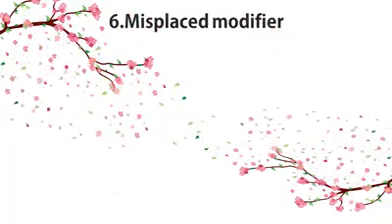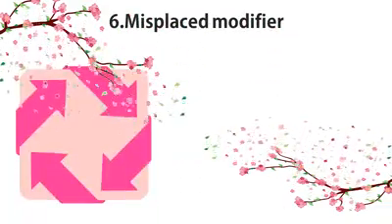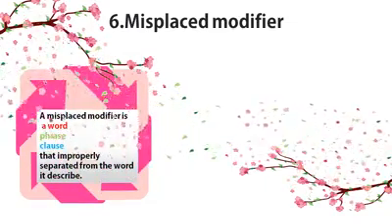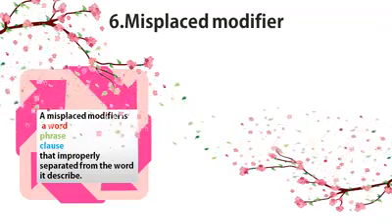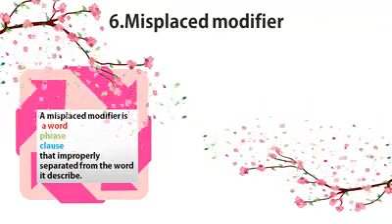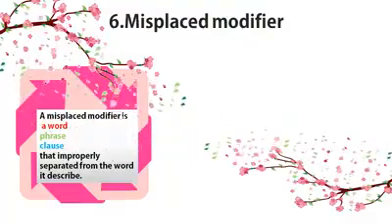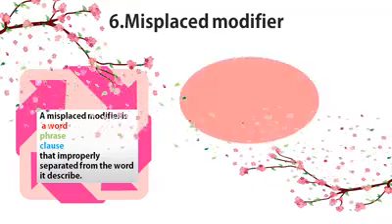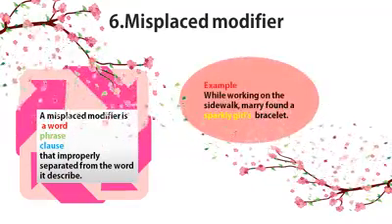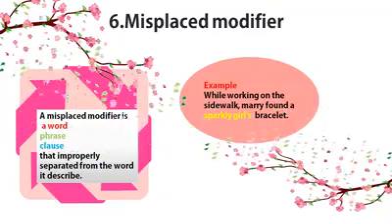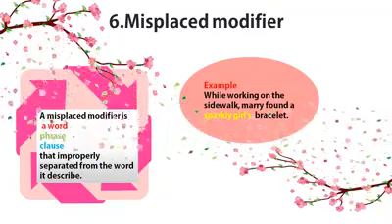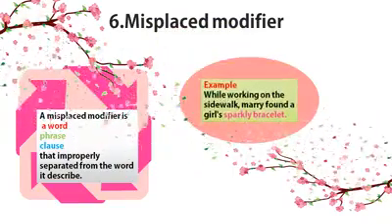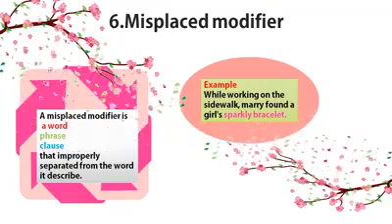Six. Misplaced modifier. A misplaced modifier is a word, phrase, or clause that is improperly separated from the word it describes. If you put the word in the wrong place, it can sound awkward or confusing. Moreover, it will modify a word not clearly. Let's see. Example: while walking on the sidewalk, Mary found a sparkly gold bracelet. It must be changed to: While walking on the sidewalk, Mary found a gold sparkly bracelet.